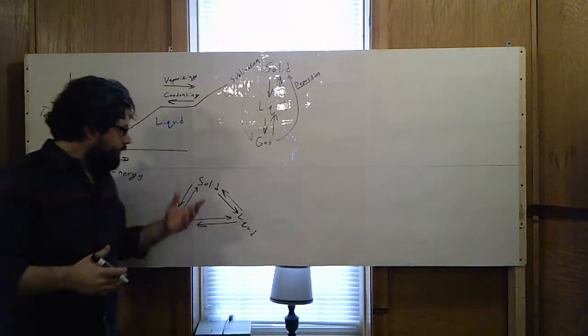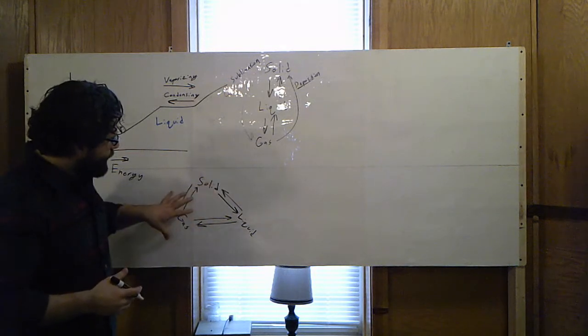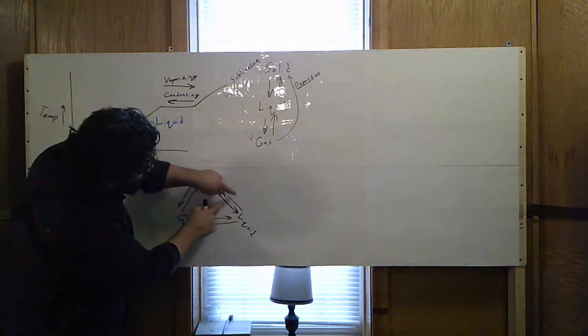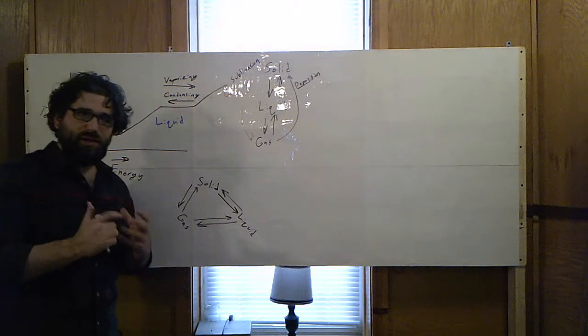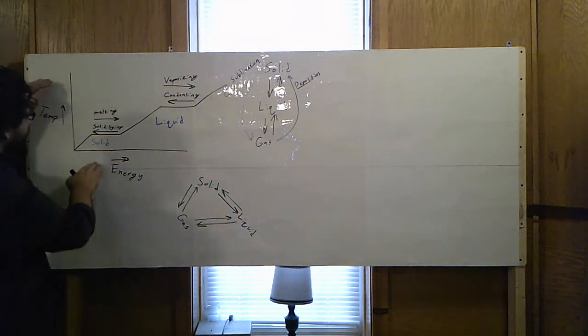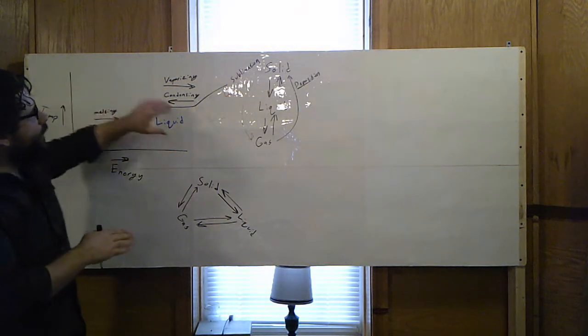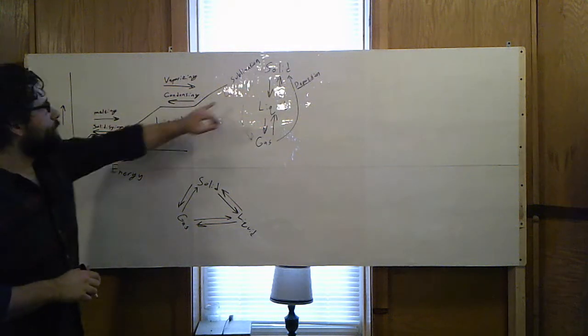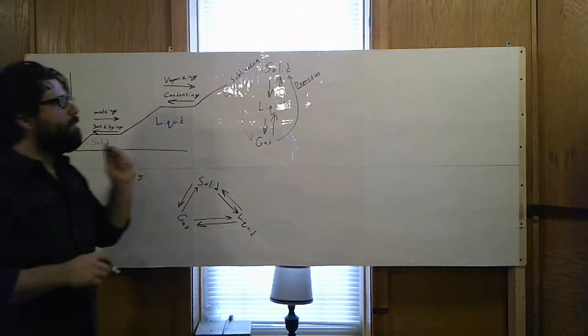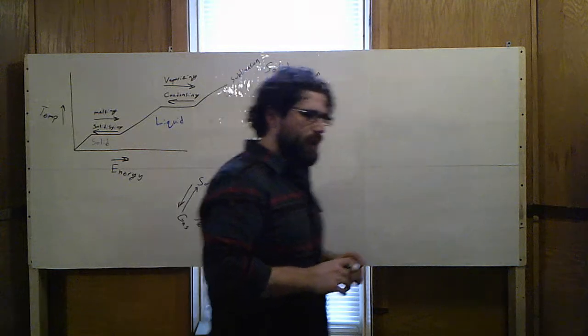I want each of you to take notes on this. Write out this triangle. Label each of these transitions in your notes. Make sure you've got a heating curve and label all of these parts of it. There's 1, 2, 3, 4, 5, 6, 7 parts that you should label.